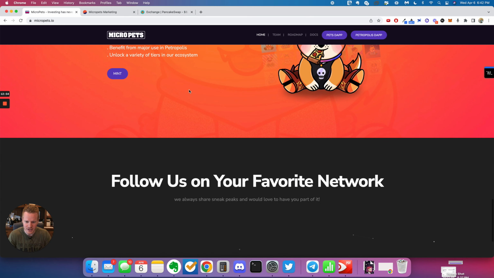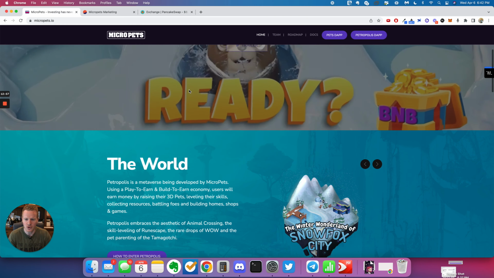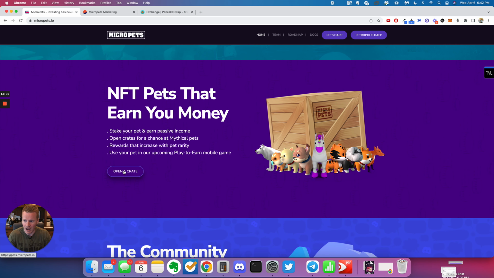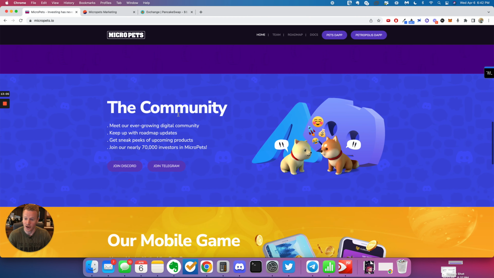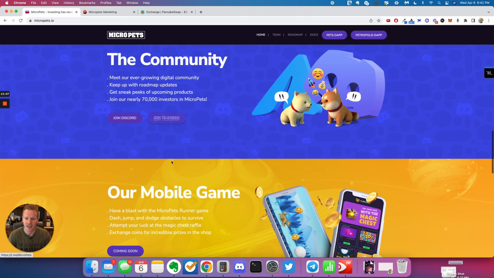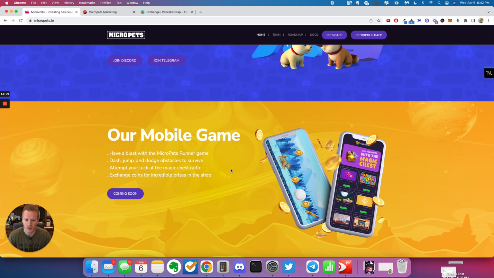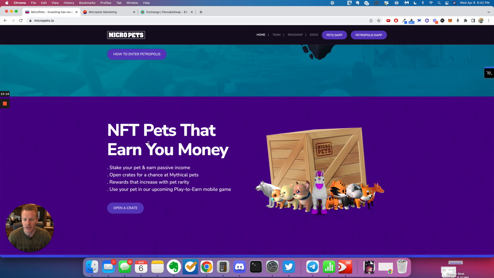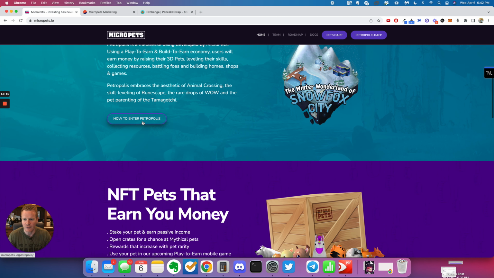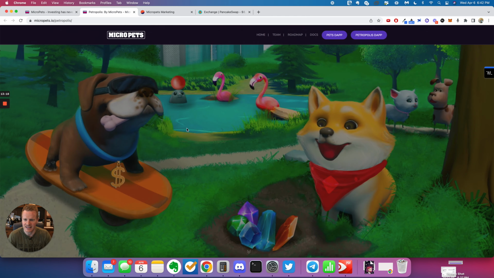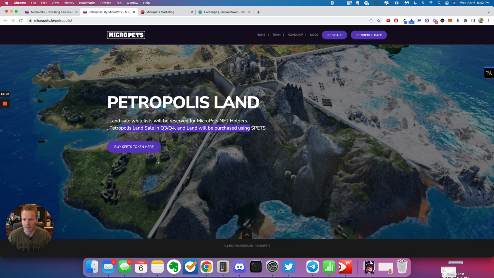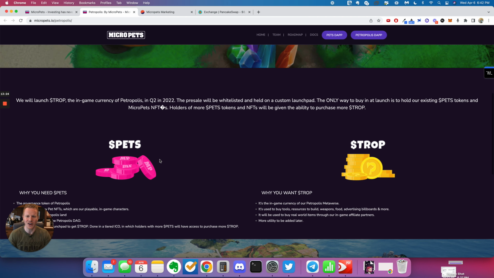So if you're interested in getting involved, I would recommend that you go buy yourself some pets tokens, go buy a couple of crates, evolve, get that staked, start earning pets, and keep your eye out for the mobile game. Join the Discord, follow them on Twitter, and be ready for the land sale. That's kind of the next thing that's coming, but that'll be Q3 or Q4 of this year. So all in all, pretty fun project.